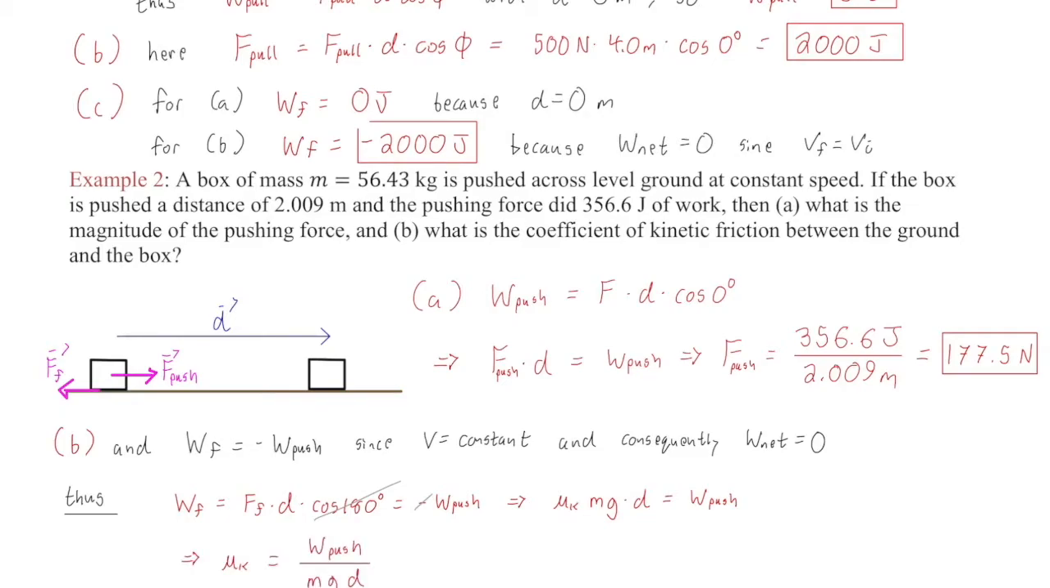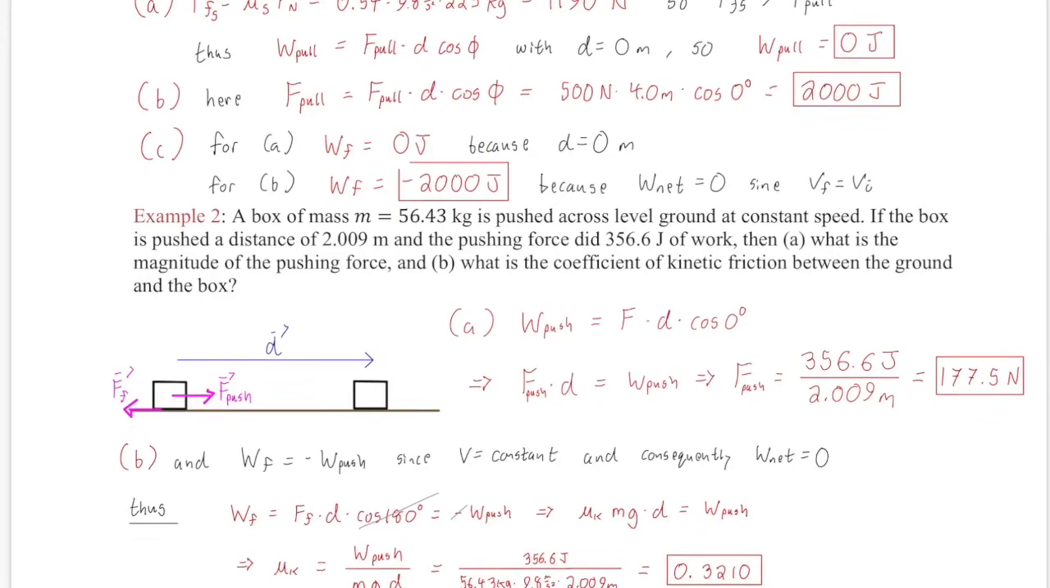And then I'm just going to solve for mu k, so it's going to be the work of pushing divided by mgd. There are our values, and we end up with 0.33210. So we're able to solve for the friction coefficient using a new method, with no free body diagram really, just using the work kinetic energy theorem and the definition of work. All right, let's move right along.